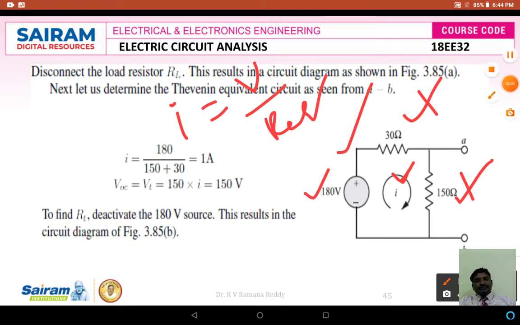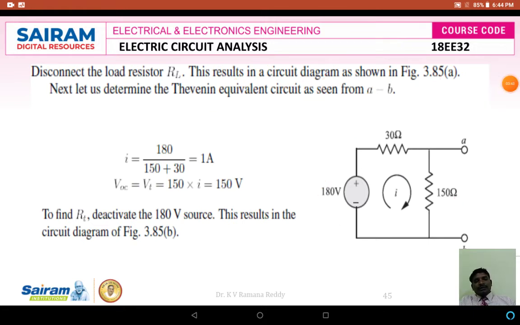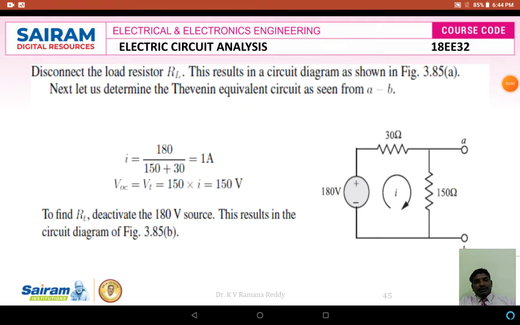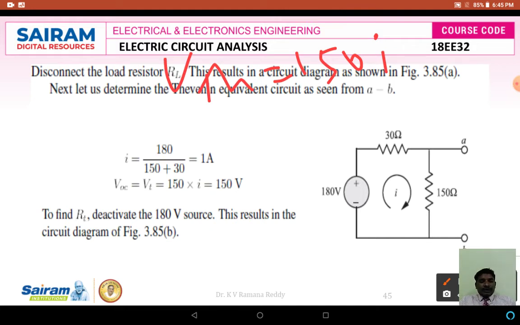Therefore I is equal to V divided by R equivalent. Here V means 180 divided by R equivalent, which is 30 plus 150. So 180 divided by 180 becomes 1 ampere. Therefore the current flowing through this circuit, I, is equal to 1 ampere. Now if I know 1 ampere, then what is the Thevenin's voltage? VTH is equal to 150 into I. Now I want to calculate that.